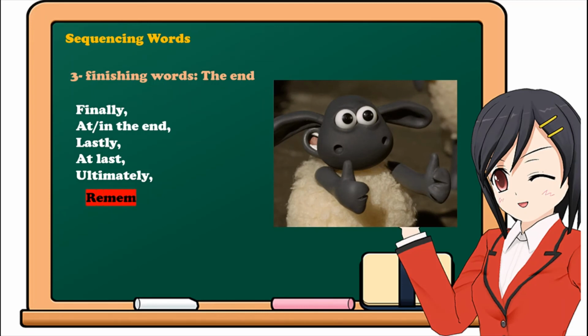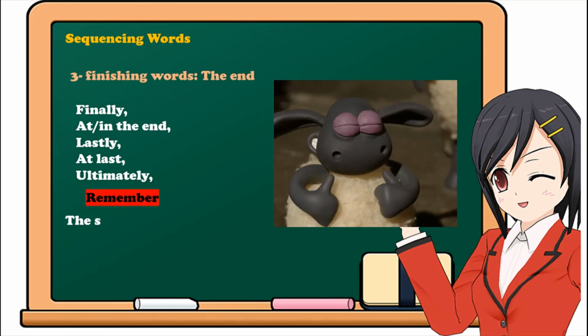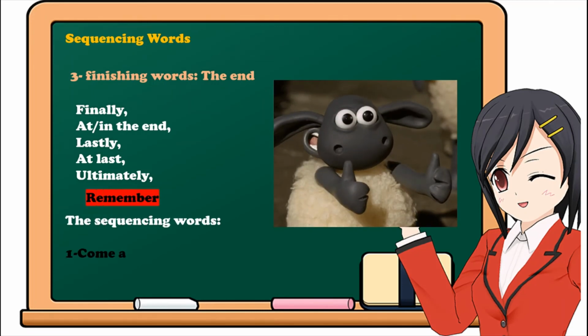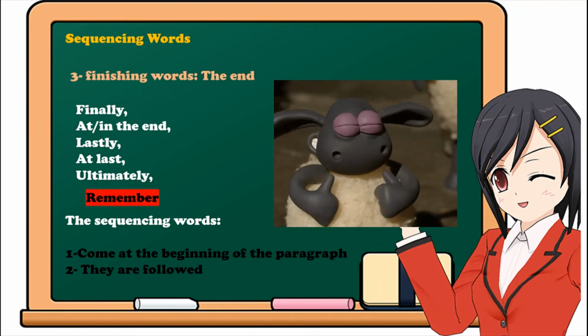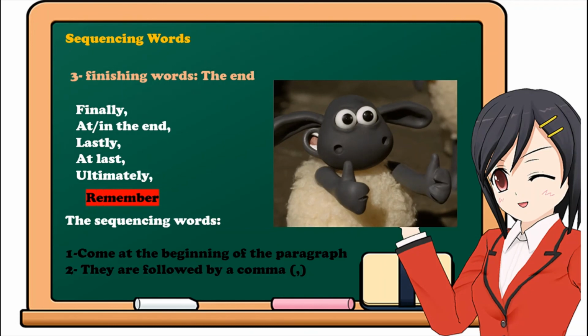But remember well, the sequencing words, they always come at the beginning of the paragraph. And they are always followed by a comma.